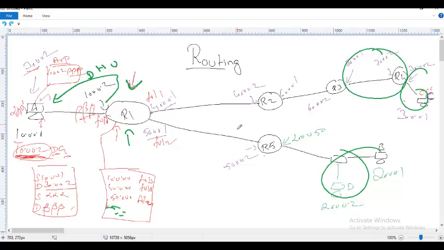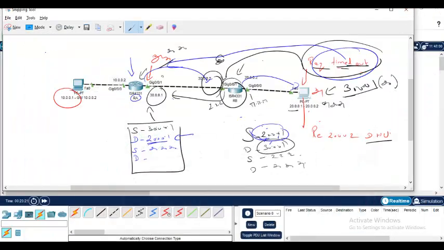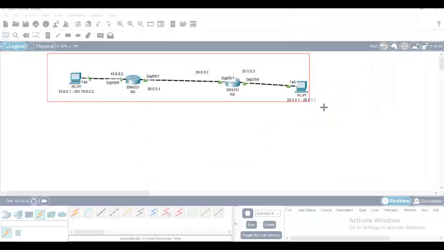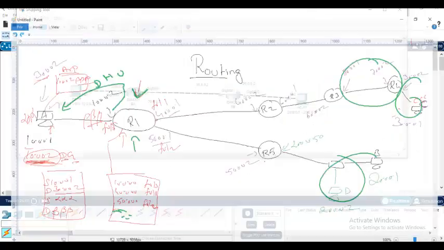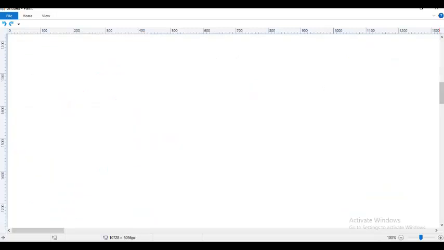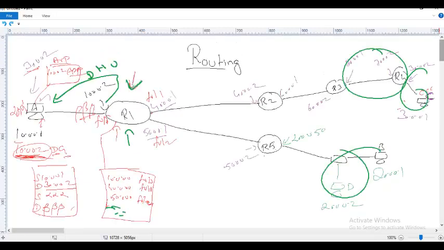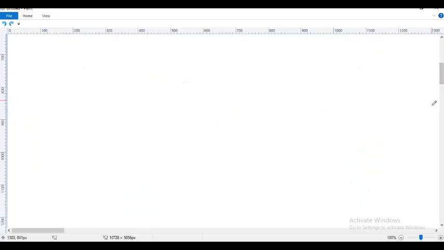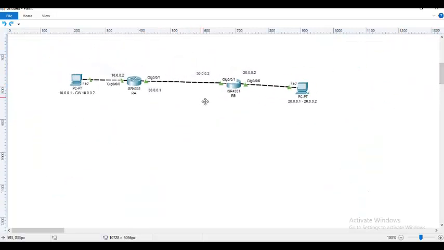Now let me bring our topology. Our topology is the best topology. So let me make this topology available for this lab. Explanation. As we know, this router has got only two routes.